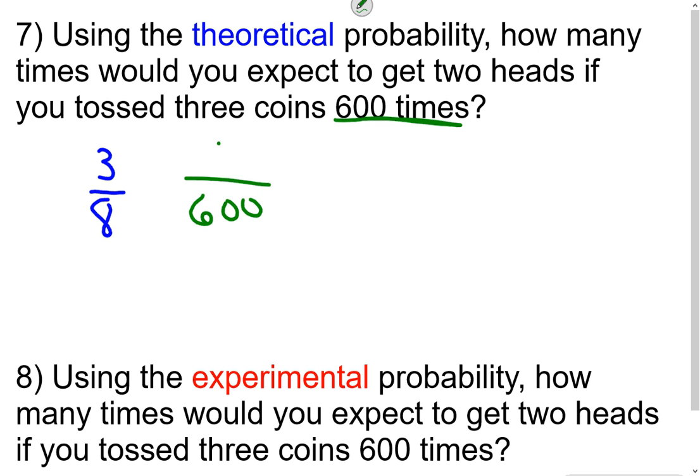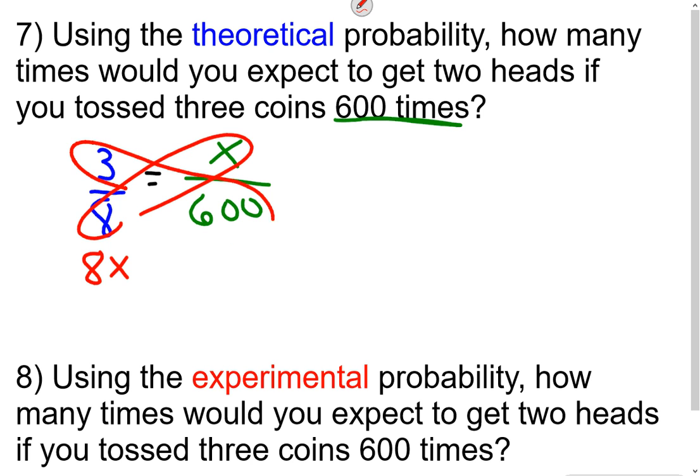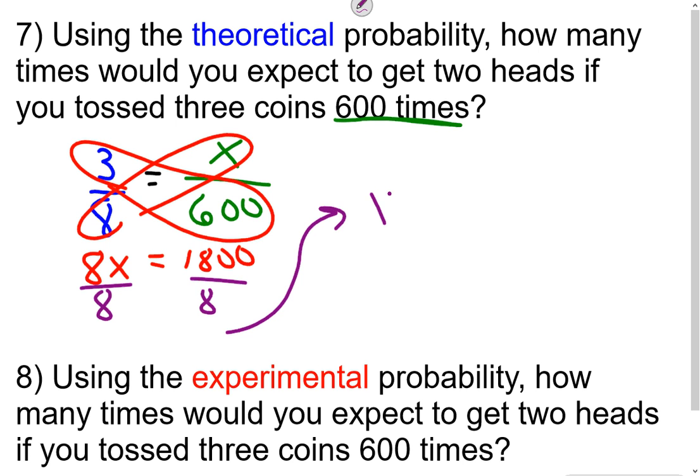We don't know how many times we'll get it, but we have our 2 ratios, and we can now solve our proportion. So again, I'm going to cross multiply. 8x here. Here I get 1,800. If I divide both sides by 8 on this one, I'm running a little short on room, so I'm going to bring my answer over here. I'll end up with x on the left side equal to 225 times.